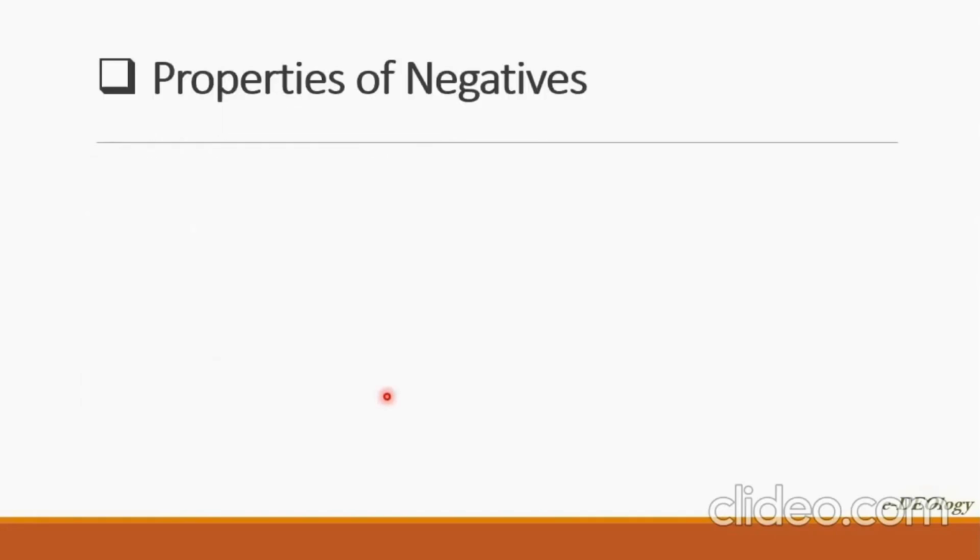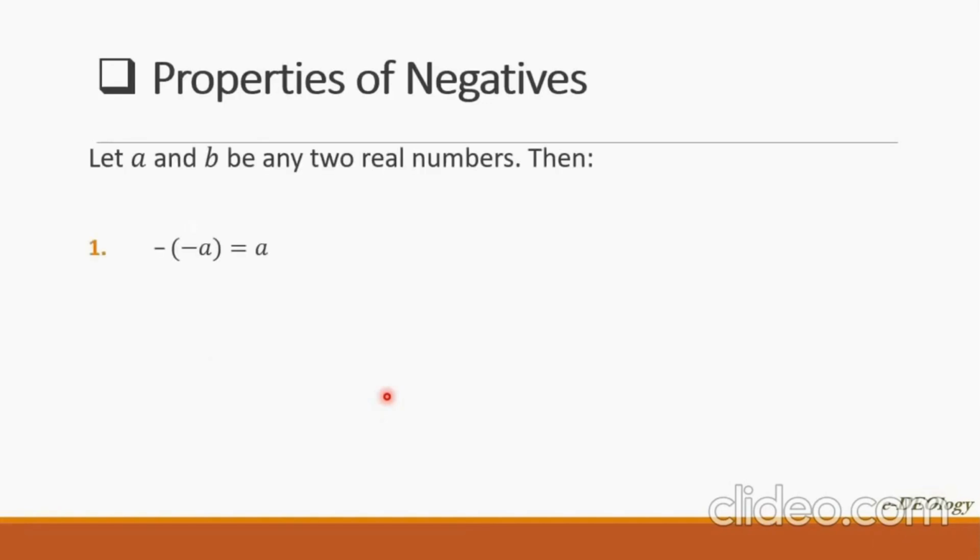The next property is about properties of negatives. So we let A and B be any two real numbers. Then the first rule is negative of negative A equals A. In other words, the negative of a negative number is positive. As an example, the negative of negative 5 equals positive 5.